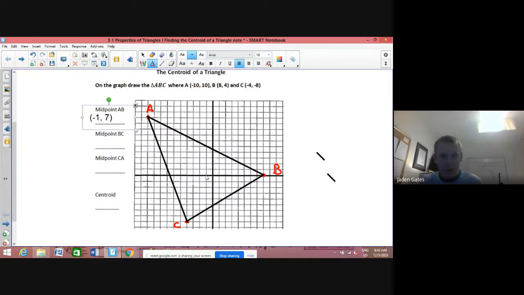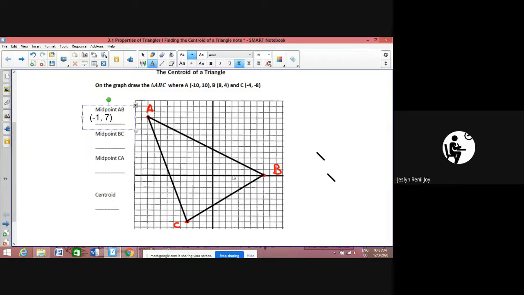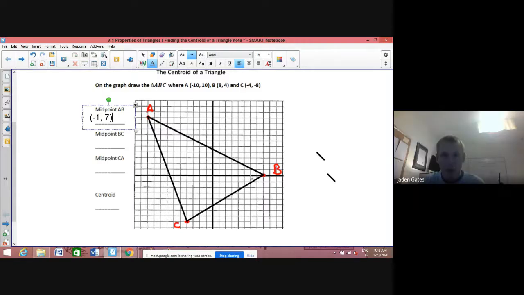So negative 1, 7. 2, 4, 6. I'm a little off here. What did I mess up here on my graph? I think you forgot to go up 4. Oh, you forgot to put B up. Nice. I've got to start all over here.